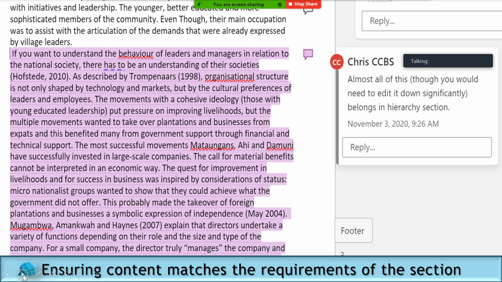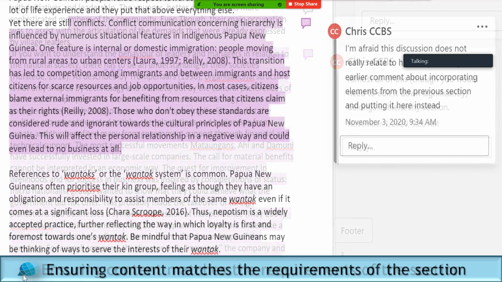So again, it's fine to touch upon that to some extent, as long as it's in the context of making a point about leadership. If it doesn't do that over 2-3 sentences, it means it can probably come out. So make sure the content matches what the section is about, is what I'm trying to say there.